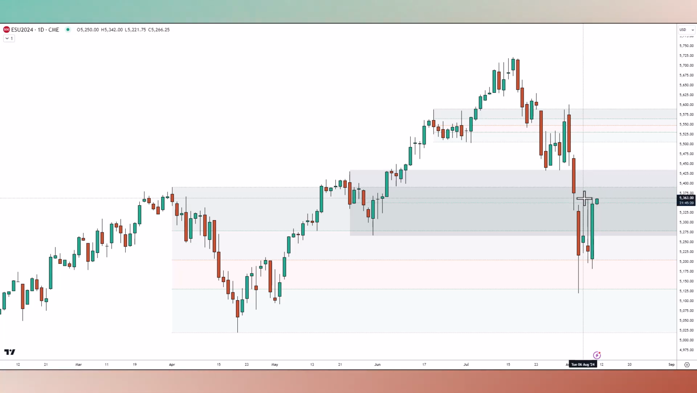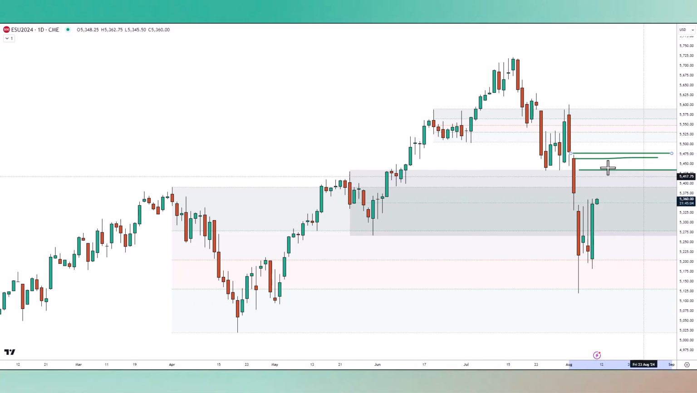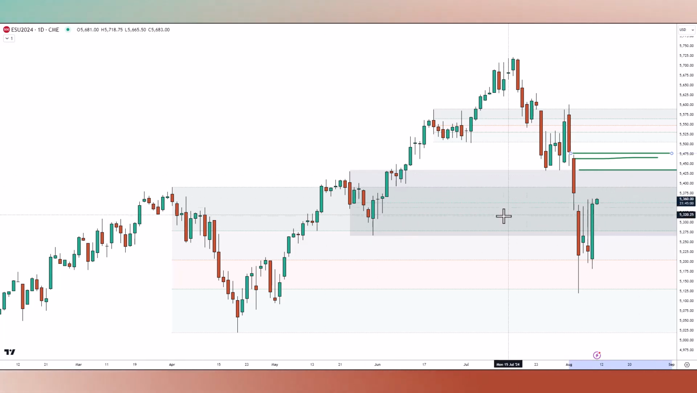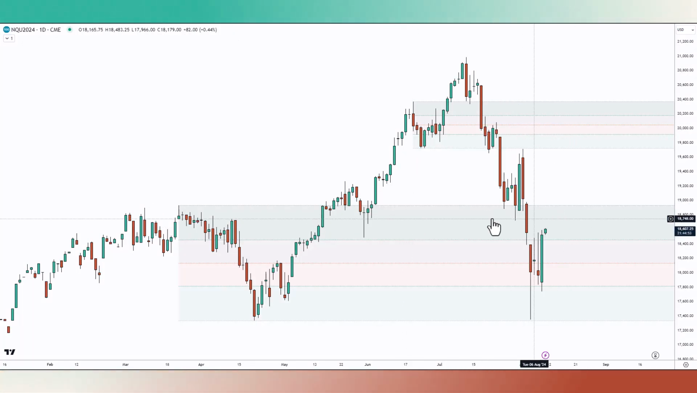Is that this level, which is 5,434, and this one also, and this one also. So these are the key levels that I'm looking for, and maybe we're going to do it on Friday. These are the key levels that I'm looking for in ES. It's literally the same thing as NQ, but NQ is more volatile and it's more dangerous to trade NQ.